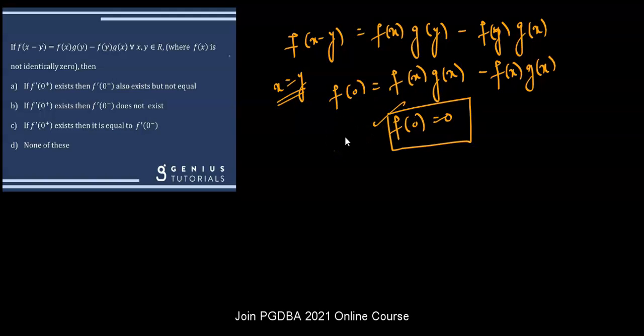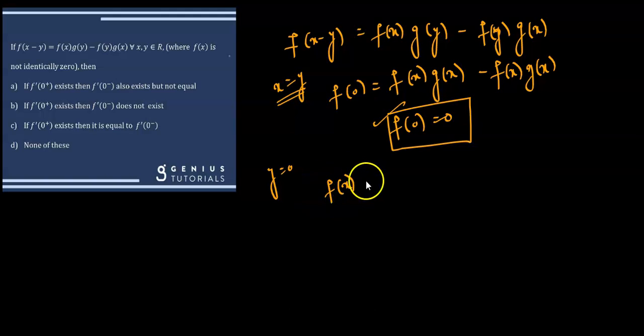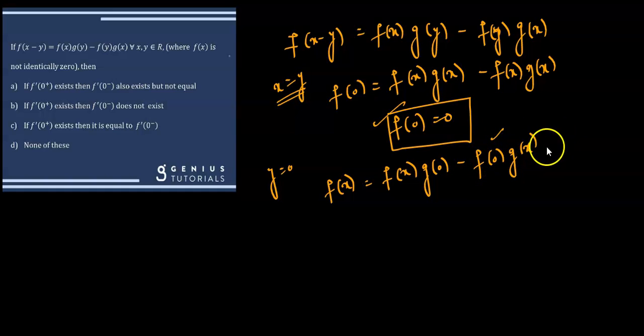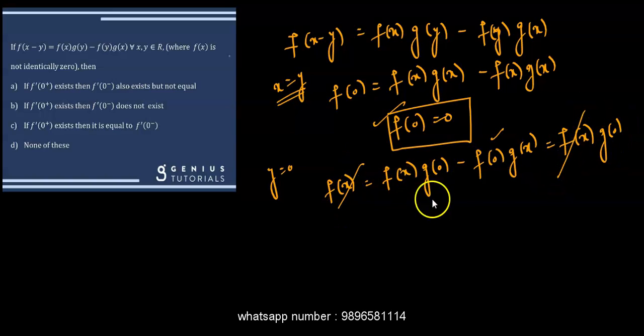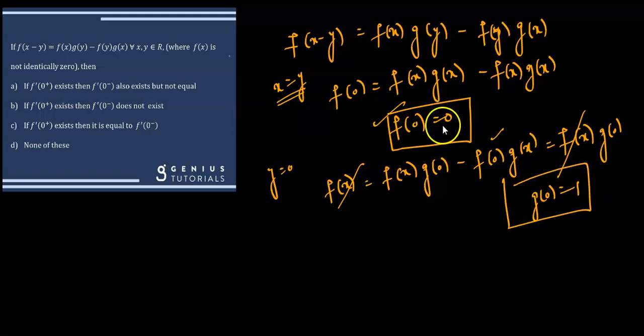Now the next thing is you can substitute any value. Let us say if I substitute y equal to 0, we will get f(x) equal to f(x) g(0) minus f(0) g(x), and we know the value of f(0) is 0. So we can say that f(x) is equal to f(x) into g(0). Now these f(x) will cancel out. We can say g(0) is equal to 1. Now we have calculated the value of f(0) as well as g(0).